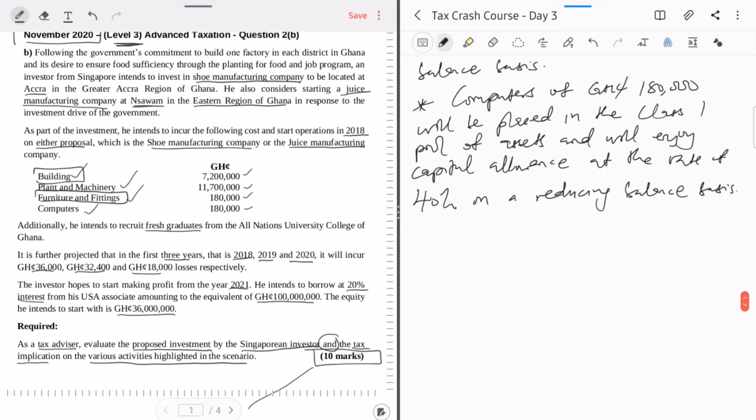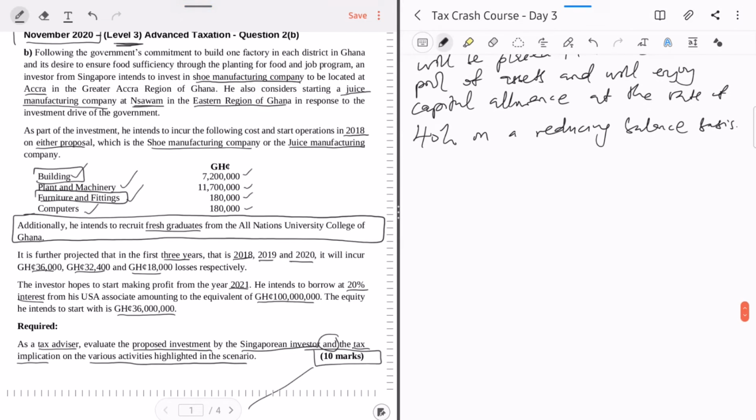Good. Let's keep going. Then they gave you one nice short paragraph here, sweet and short. He intends to recruit fresh graduates. Are you aware that in our law, we have something called fresh graduate incentives? Anyone aware? If you go to the sixth schedule of the Income Tax Act, Act 896 of 2015, specifically paragraph 8, you see a section there headed employment of graduates. So the law is encouraging companies to employ fresh graduates to run business. Obviously, this will help reduce unemployment in the country. So this is a way to get companies to pick up more unemployed fresh graduates to also reduce the burden on government.